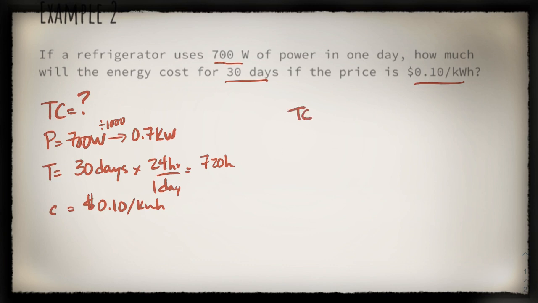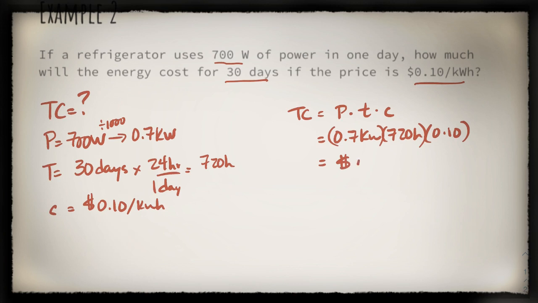Punch that into my formula now. TC equals P times T times C. 0.7 kilowatts times 720 hours times 0.1 of my rate. When I do the math on that, I end up with a total cost of $50.40. So that's level 2, how to do these. Good luck with the sample set on your worksheet.